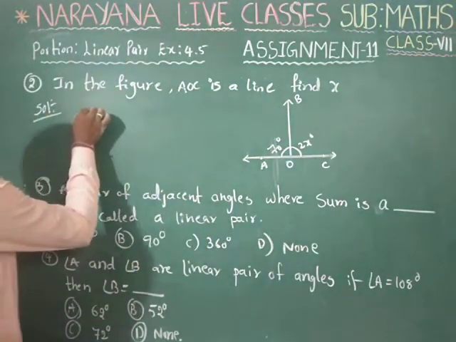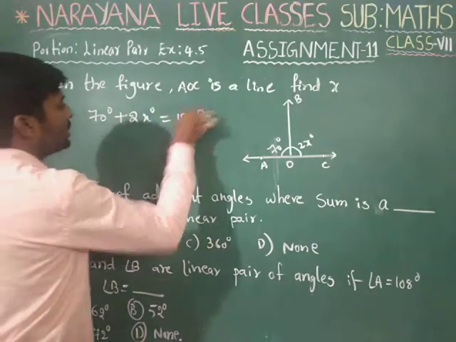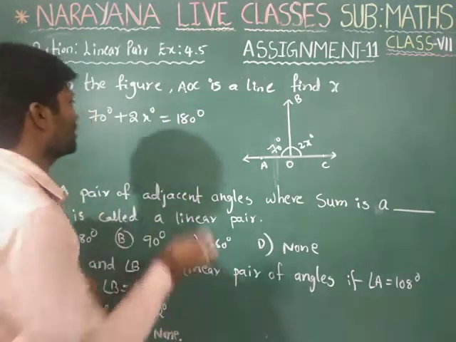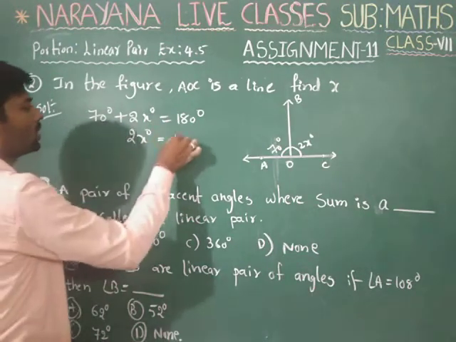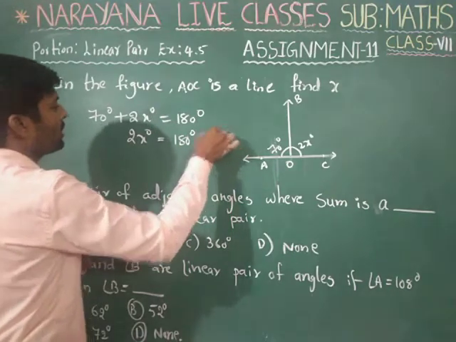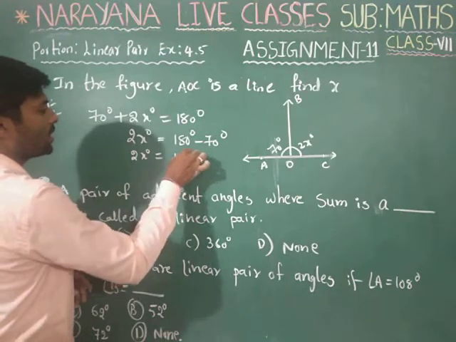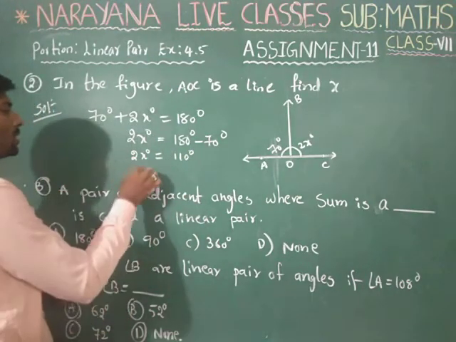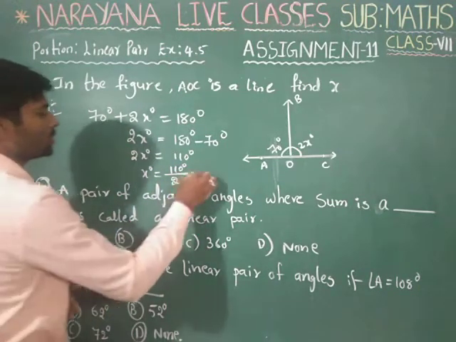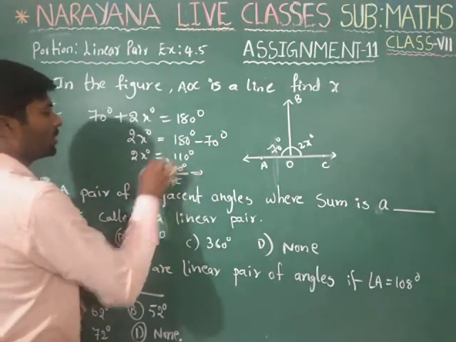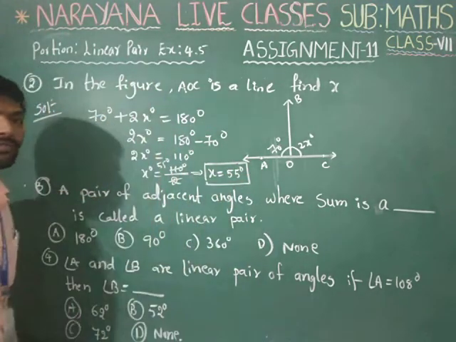So 70 degrees plus 2x degrees will become 180 degrees. The addition of these two will become 180 degrees. From this, solve the value of x. 2x degrees is equal to, transposing, 180 minus 70 degrees. So 2x will be exactly 110 degrees. So x degrees is equal to 110 upon 2, which is 55 degrees. So x is equal to 55 degrees.